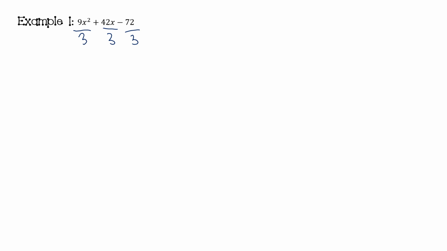So now 9x squared divided by 3 would be 3x squared. 42 divided by 3 is 14. And 72 divided by 3 is 24. Now, the GCF can't just magically disappear. We're taking an expression and rewriting it in factored form, meaning we're not changing it. It's the exact same expression. So the 3 needs to stay outside. And if I were to distribute it, I would get my original problem.